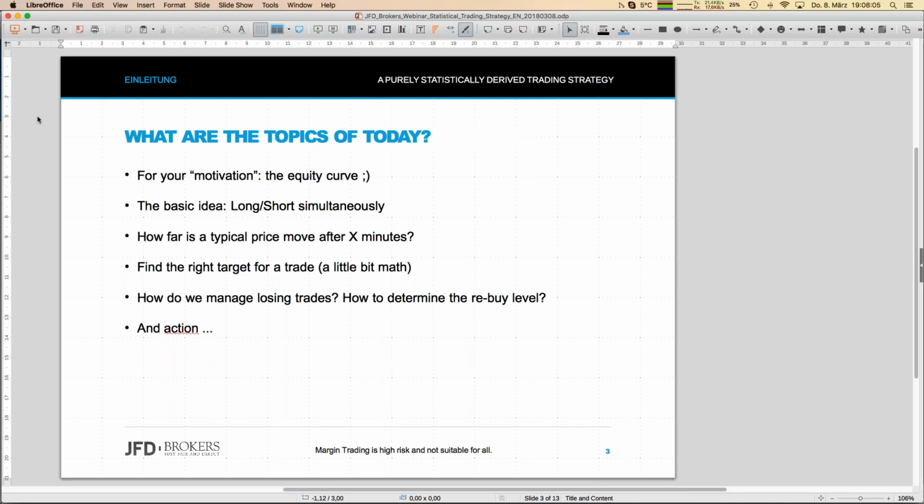And since we enter trades, we need a stop loss as well, as always. No trade without stop loss. And we do later trade sequences. So we open a long and a short trade simultaneously, and of course only one of the two will hit the take profit first, and the other one is in the minus. So we have to manage our losing trades, the ones that are in the minus, at least temporarily, and therefore we determine a so-called rebuy level.